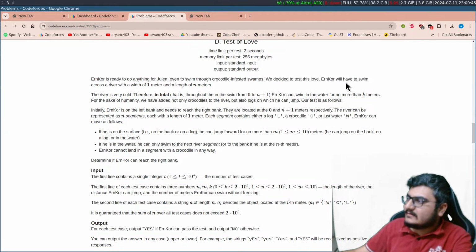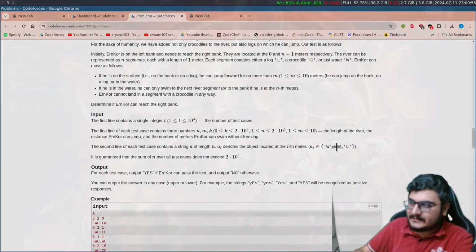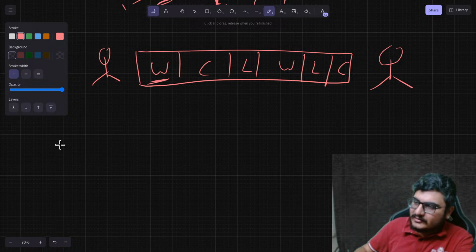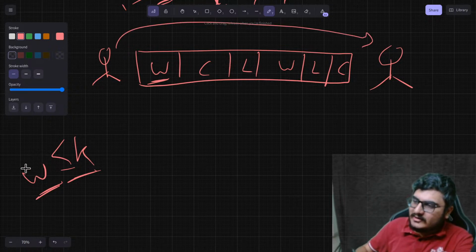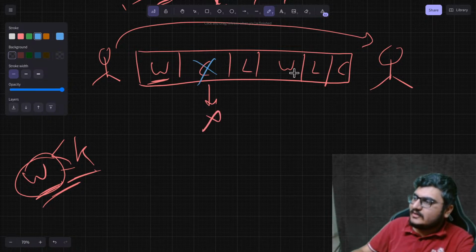It is cold and you cannot swim for more than k meters. At some places water is there, at some places a log is there, and at some places a crocodile is there. Let's say something like water, crocodile, log, water, log, crocodile. So you cannot swim in water for more than k times. You have to go from here to here, but you cannot go in W for more than k times. You can never go to C. Going to C is not allowed.